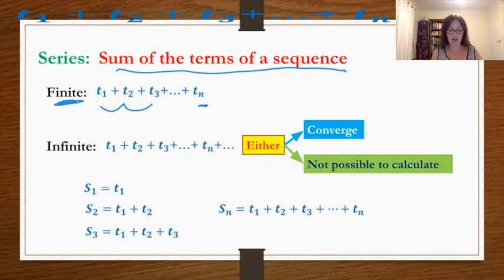They will either do 2 things. It will converge to something. We'll explore that a bit later, or feel free to look that up yourself. Or it's not possible to calculate.